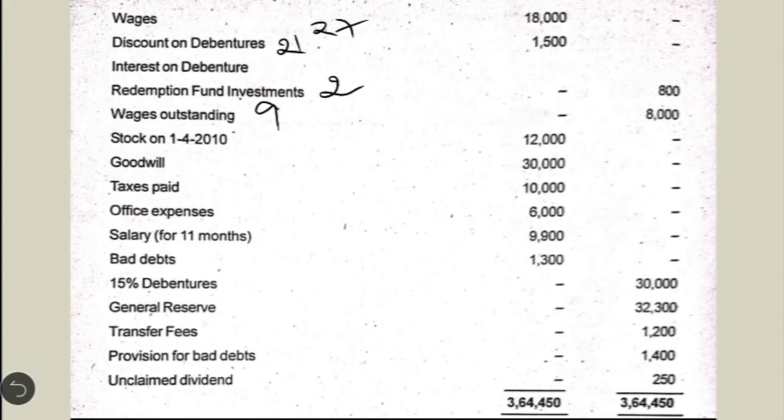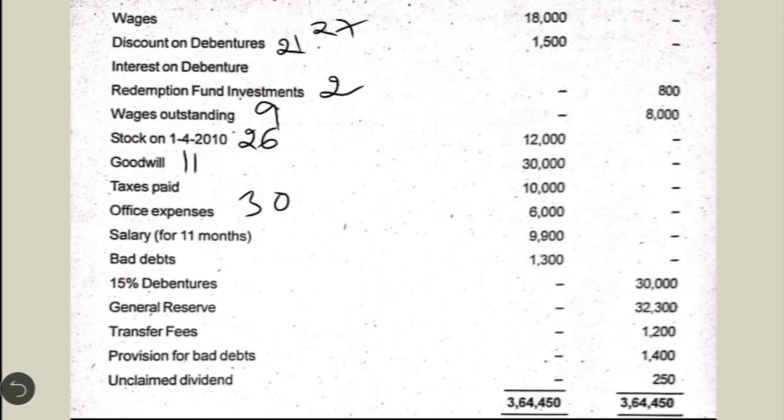Then stock on 1/4/2010, it is the opening stock. We are going to consider that in note number 26, that is changes in the inventories. Then goodwill, note number 11, that is fixed assets. Taxes paid, again let us discuss that later. Then office expenses we have to show in note number 30.